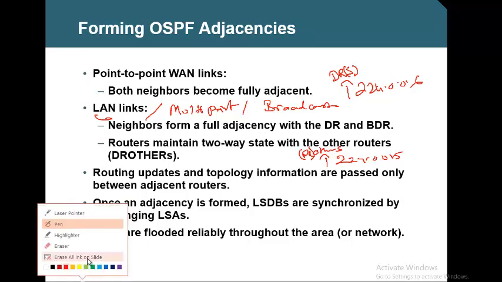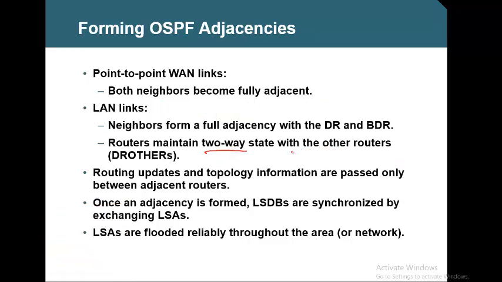Between the other members, there will be only a two-way relationship. I know him and he knows me. That's all. But they don't talk anything about the project among themselves. They only speak to DR and BDR. The routing table update and topology information are passed only between adjacent routers, meaning fully adjacent routers. Only to the DRs. Only between the fully adjacent routers.